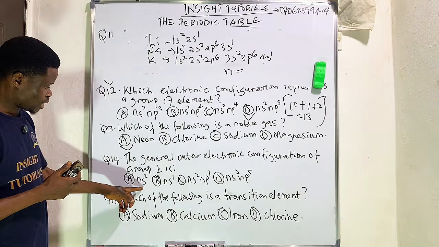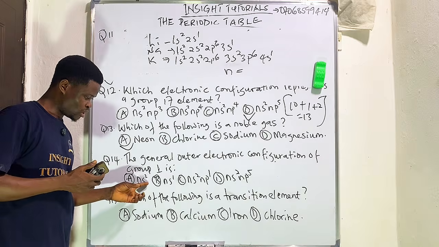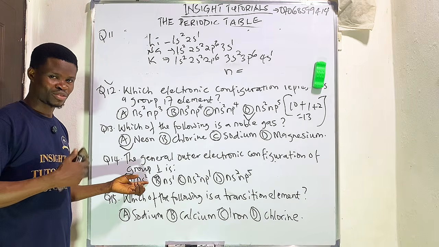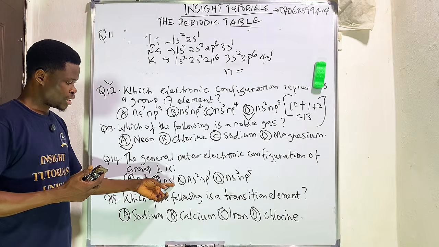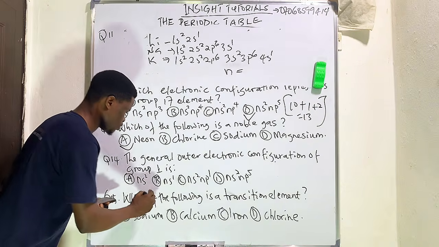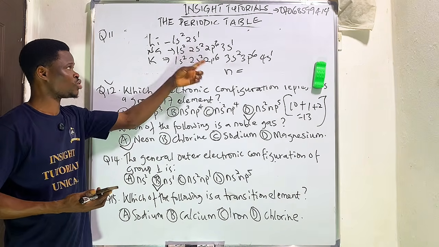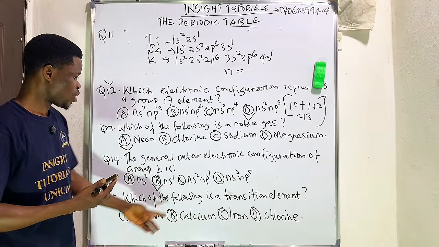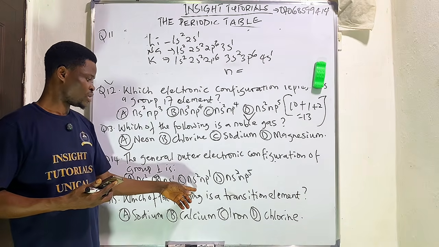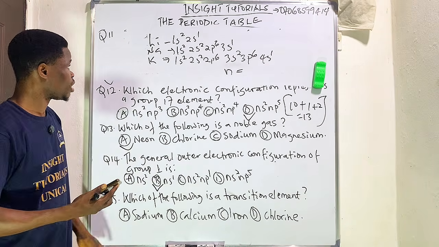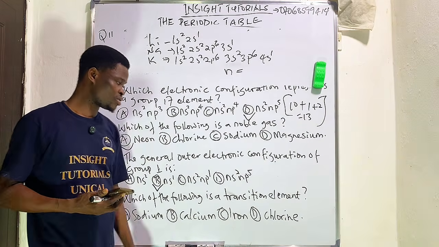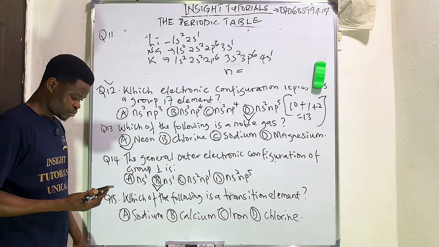ns2 here is for alkaline earth metals such as magnesium and calcium. This is the correct option, ns1, whatever the energy level is, which could be 2, 3, or 4, as the case may be. The other is not a group 1 electronic configuration.